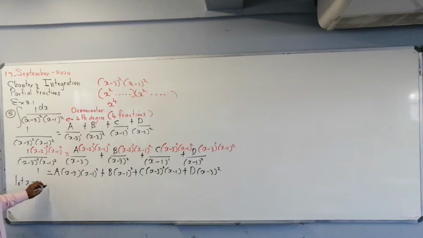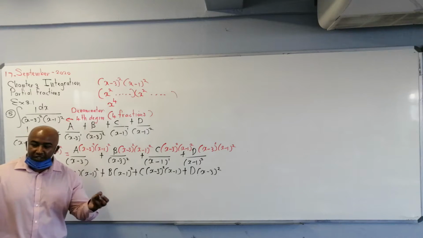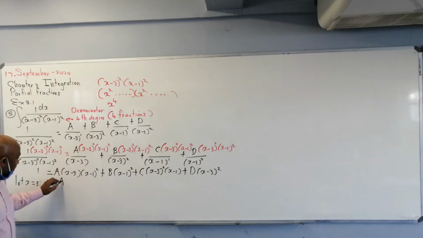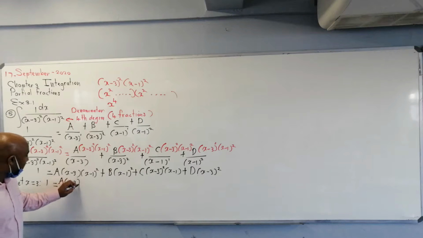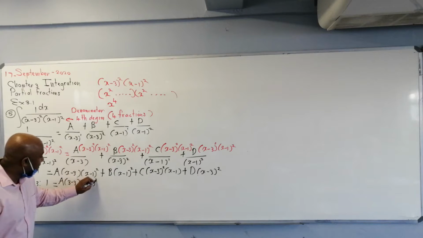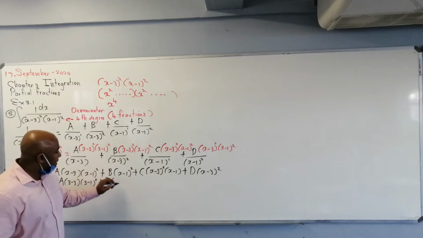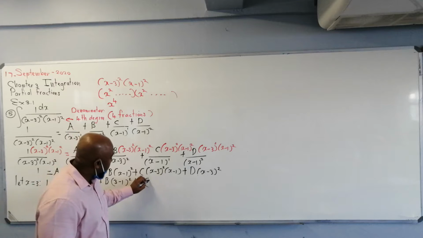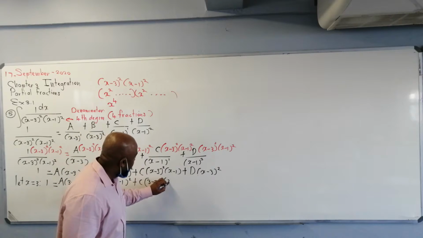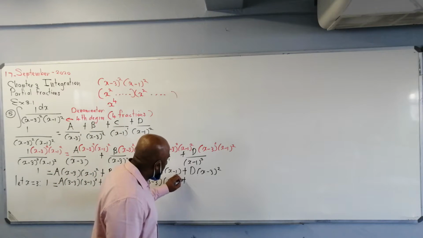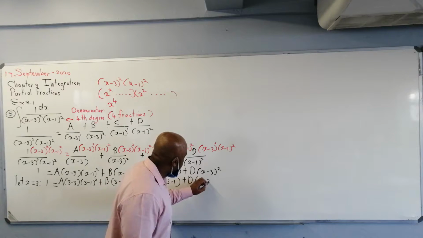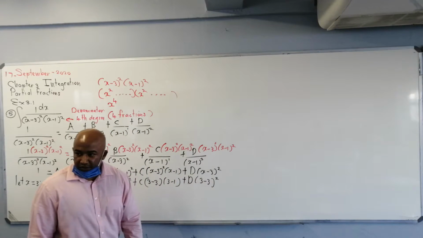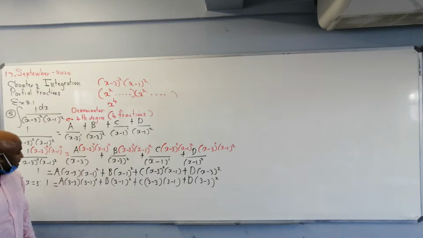So if I let x equal to 3, then here I'm going to have, let me just do the actual substitution since this is the first example. So I've got A(3 − 3)(3 − 1)², B(3 − 1)², C(3 − 3)(3 − 1), plus D(3 − 3)². So you can see the actual substitution.